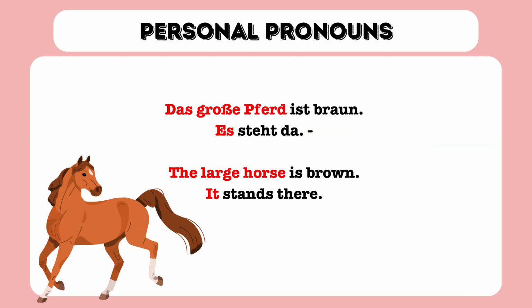"Das große Pferd ist braun. Es steht da." The large horse is brown, it stands there. Again, we're using a neuter noun this time, so we do say es instead of sie or er. This goes for animate objects such as this horse, but it can also be used with things like a window, which is das Fenster. You would say es for that window as well.